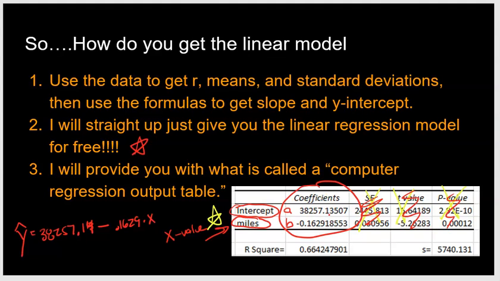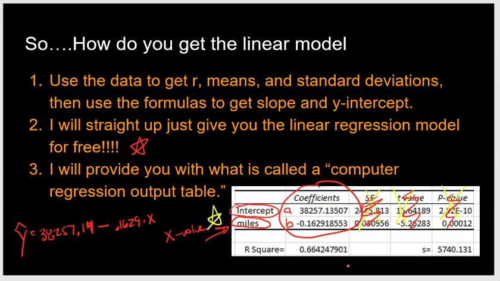So, let's just review this, right? One way that you could find the model is to do all the work. The second way is I just give it to you, free of charge. Awesome. The third way is that you actually have to get dirty and look at one of these computer output tables, which, to be honest, is essentially just me giving you the equation. All you have to know is how to look for the slope and the y-intercept, a and b. So pretty easy. You don't have to really do any work. It's just a nice way that we could give you everything you need.